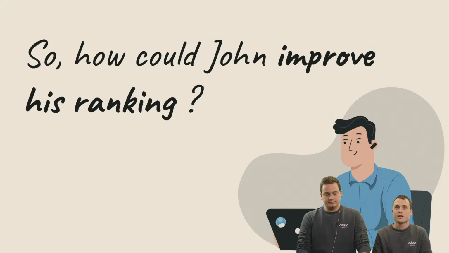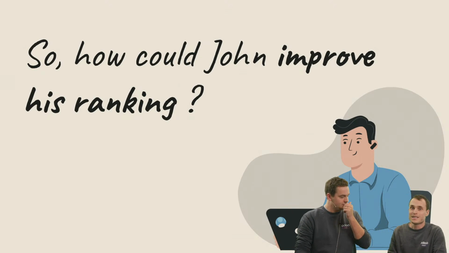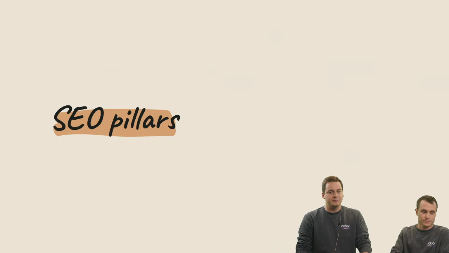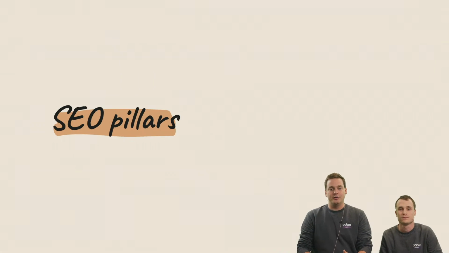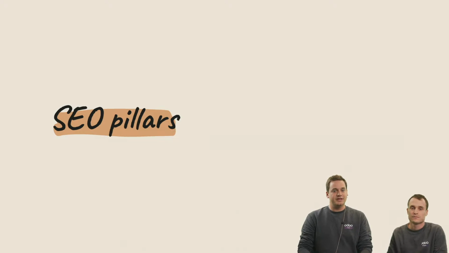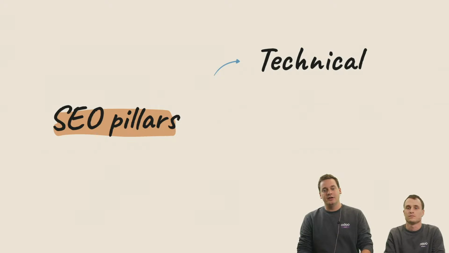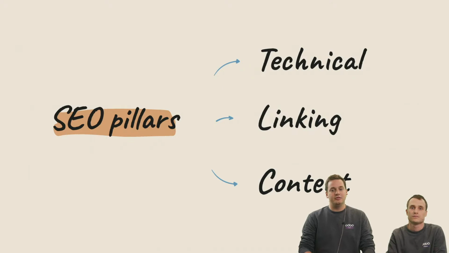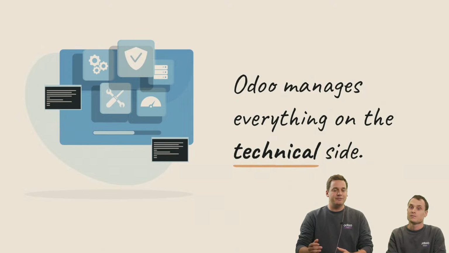So now the question everyone may ask is, how could John improve his ranking on his Odoo website? That's a good question. But in order to understand that, you first need to understand the three pillars that we have in SEO. The first one being the technical one, the second one being the linking part, and the third one being the content, which is the most important. Okay. We're going to deep dive into each of them.